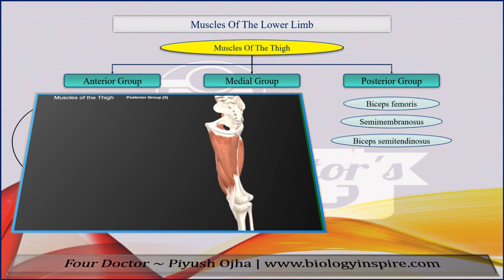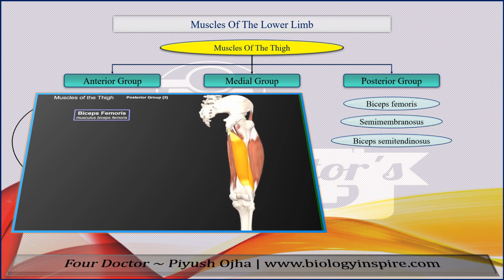Posterior group muscles. The posterior group have all the same functions, which is extension of the hip joint and flexion of the knee joint. So they pull the whole leg backwards. Another thing they all have in common is that they're all innervated by the sciatic nerve. Alright, the first muscle is the biceps femoris, which is this one.